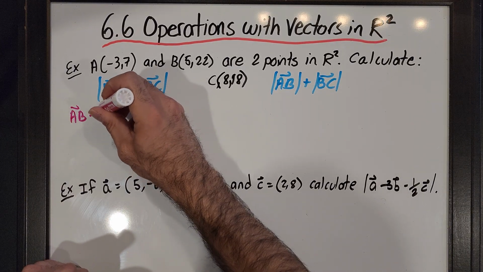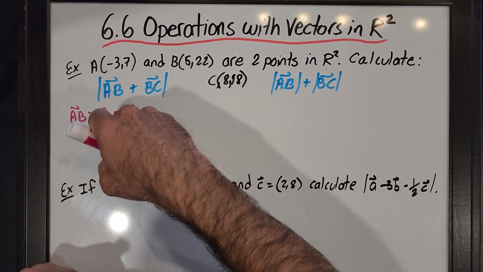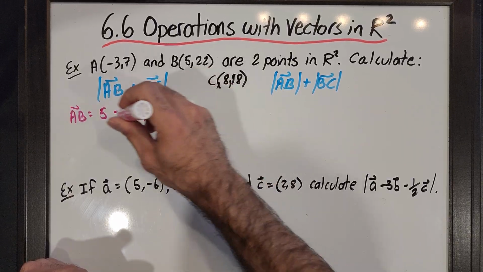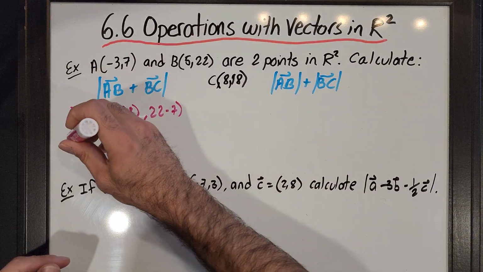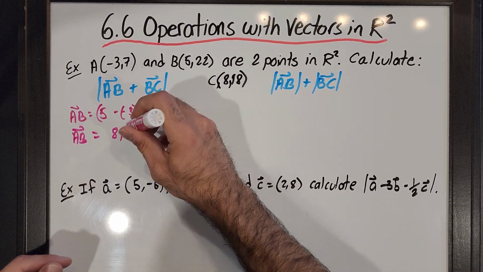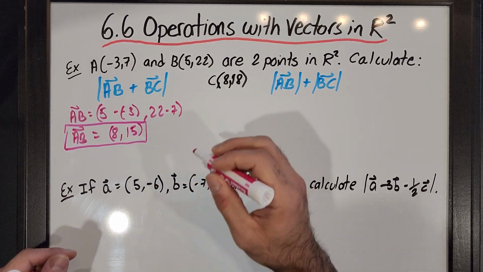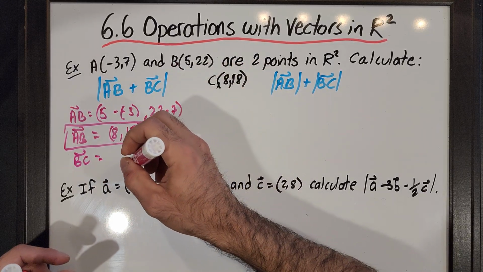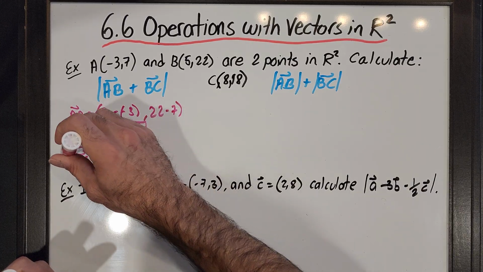is going to be 5 minus -3. That's not a comma. And then 22 minus 7. 5 minus -3, 22 minus 7. So vector AB, I can say now is 8 and 15. Okay, and I finally have vector AB. Okay, and I'm going to do the same thing with BC without showing the work. And I should get 3, -4. Okay, just subtract.